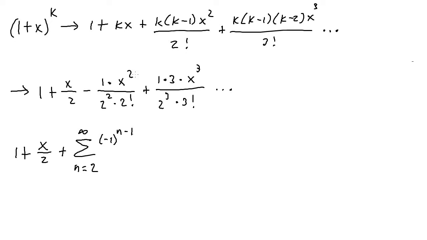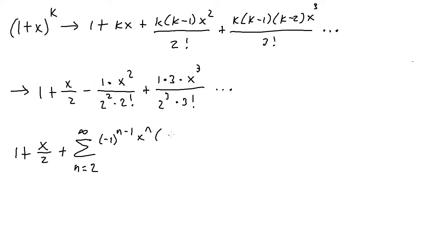And then notice we have x, x squared, x cubed, x to the fourth, and so forth. So we have x to the n, because when I plug in 2 for n, we'll get x squared, and x cubed, which is n equals 3, and so forth. And then we also have 1 times x, then we have 1 times 3, then we have 1 times 3 times 5, and so forth.